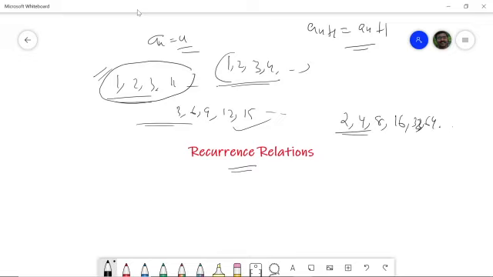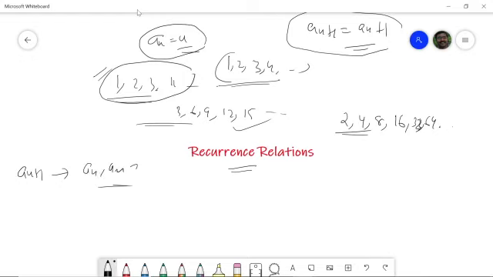One way is you can just specify the terms of the sequence. Otherwise you can give a general formula for the nth term of the sequence, or you can say how the next term is obtained from the previous terms of the sequence. So these are the many ways in which you can specify a sequence. Now, a relation in which a_(n+1) is written in terms of a_n or a_(n-1), etc., is called a recurrence relation. For example, this is a recurrence relation.